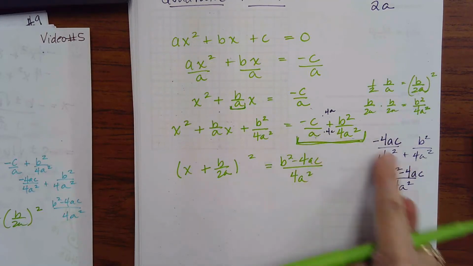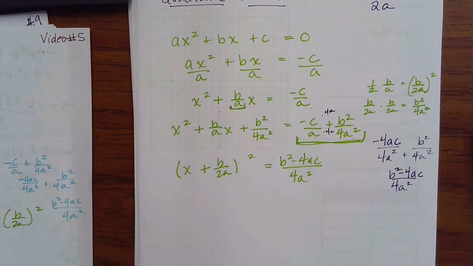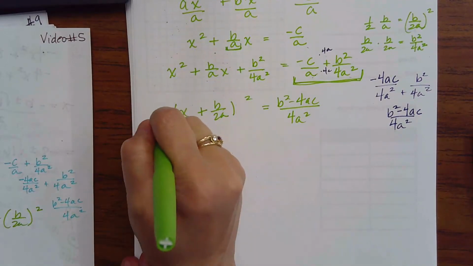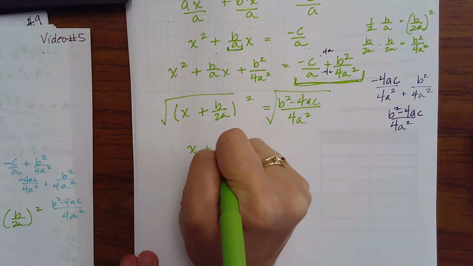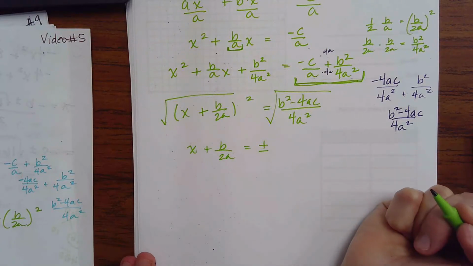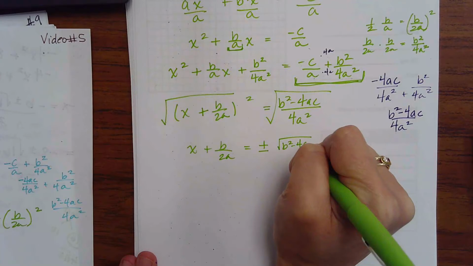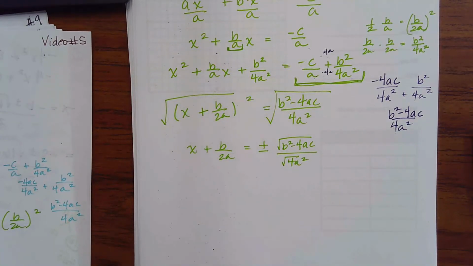So once I did that, I combined like terms, right? Kept my same denominator, add the numerators, and that's where I'm at. All right, next step. Let's solve. Let's square root both sides. So I have x plus b over 2a equals, don't forget your plus or minus. And the square root of a fraction, if you remember when we talked a little bit about this, you take the square root of the top and the square root of the bottom. So it looks like that.